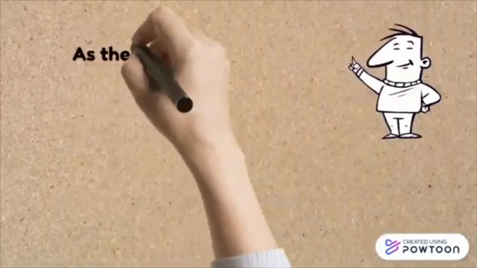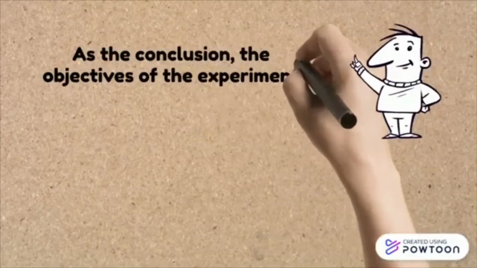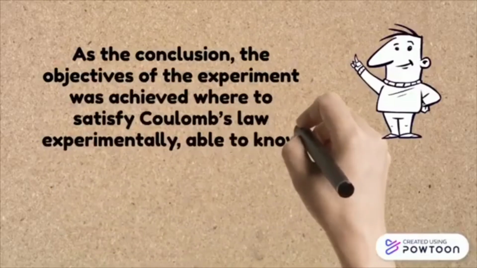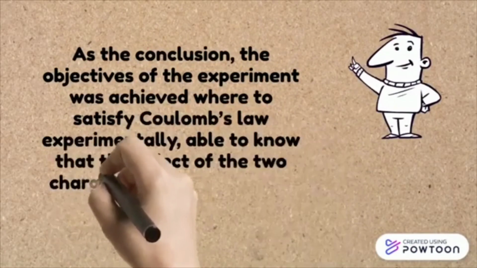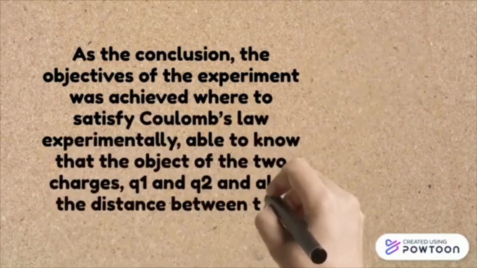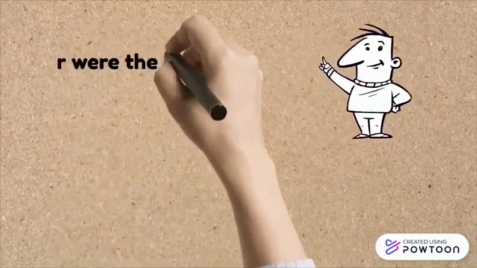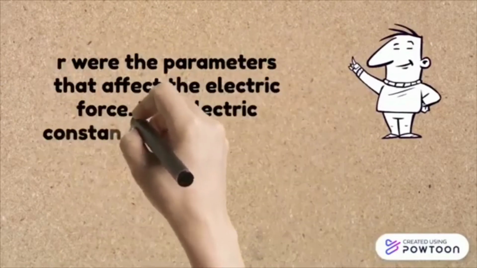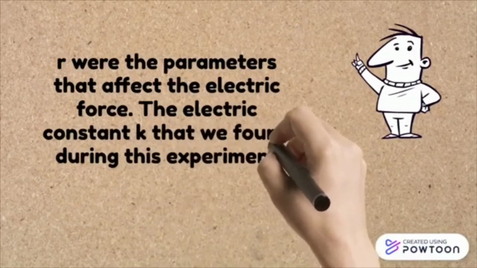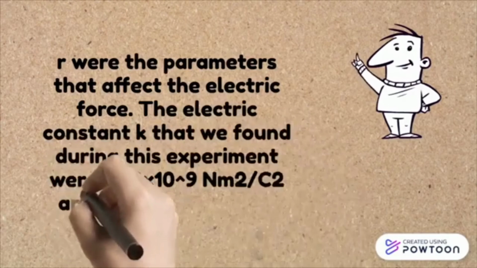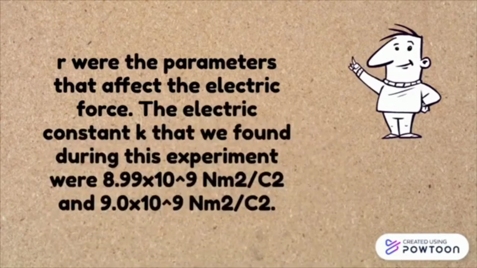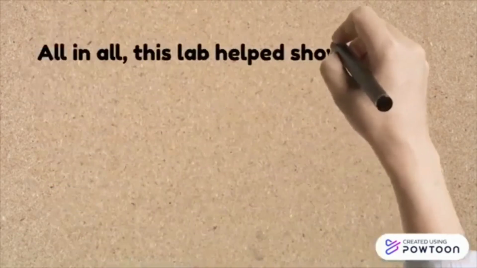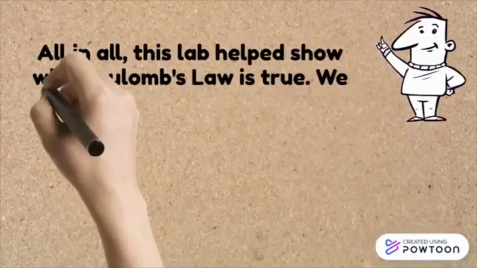As a conclusion, the objective of the experiment was achieved: to satisfy Coulomb's law experimentally, and to know that the two charges, Q1 and Q2, and also the distance between the two charges, R, were the parameters that affect the electric force. The electric constant K that we found during this experiment was 8.99 times 10 to the power of 9 Newton meter squared per Coulomb squared, and all in all, this lab helped show why Coulomb's law is true.